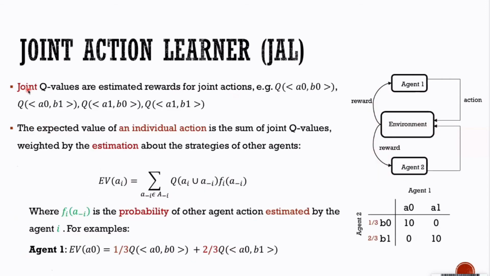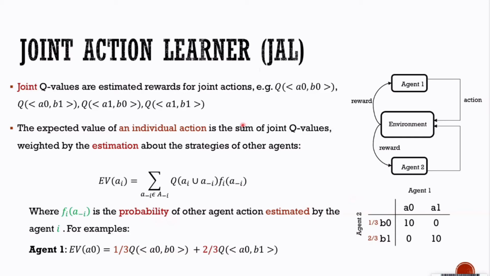For the other type of learner, which is the joint action learner, the agents are aware of the existence of others. Which means that they have to learn the Q value for every joint action. So for example, in this case, agent one has two actions, and agent two also has two. So agent one will have to learn the Q value for joint actions.